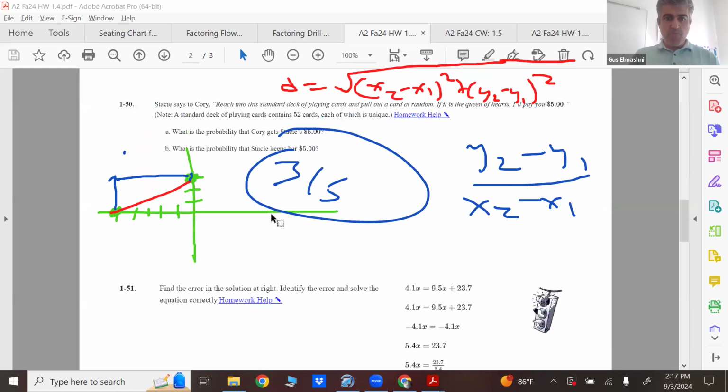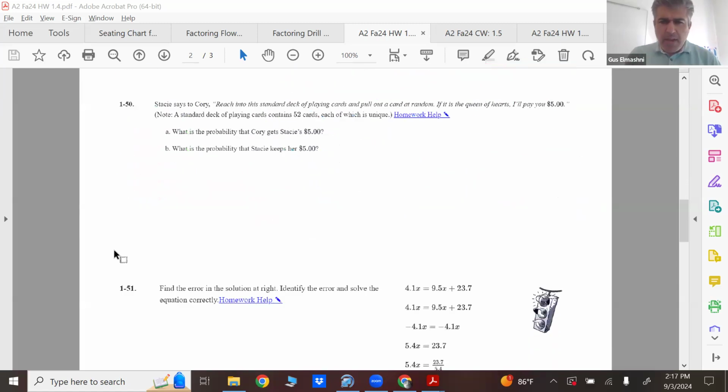Let's look at 50 with the home stretch here. Okay, so Stacy says to Corey, reach into the standard deck of playing cards, pull out a card at random. If it is the Queen of Hearts, I'll pay you $5. Standard deck has 52 cards, each of which is unique. So what's the chance that you get a Queen of Hearts? Well, first of all, how many Queens of Hearts are there in a deck? Just one. So it's one out of 52.